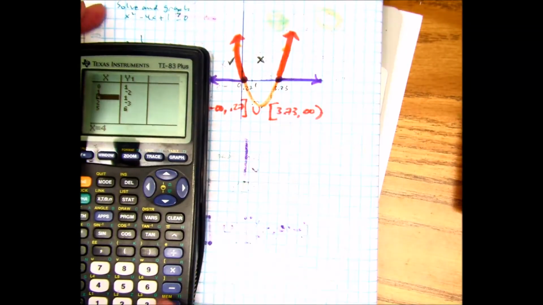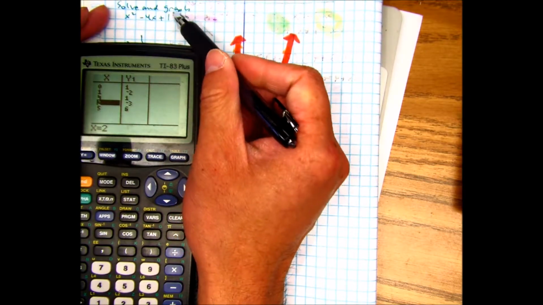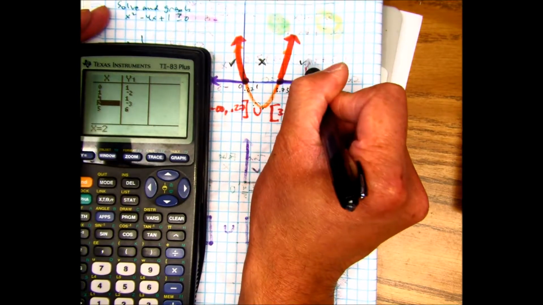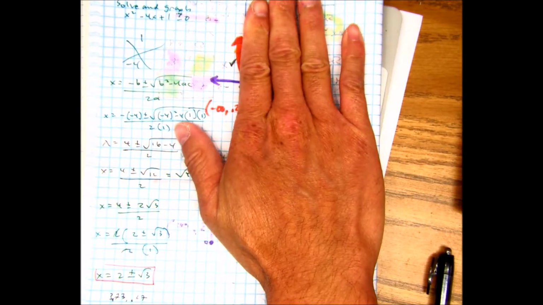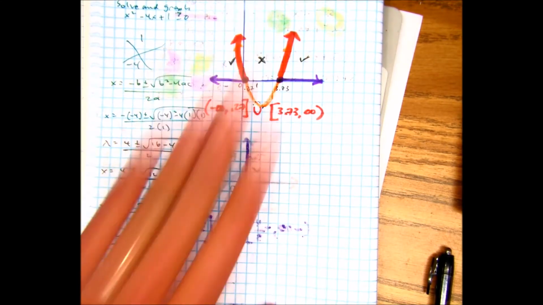And then over here, 4. For 4, my output is 1, so 1 is bigger than 0. That is true. So that means my graph should only have solutions in this area, nothing in between, and solutions to the right. Raise your hand if you got that.